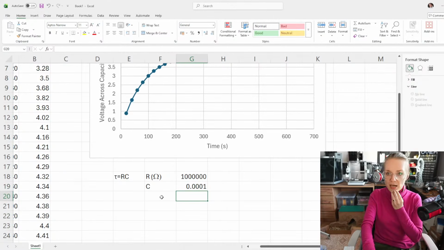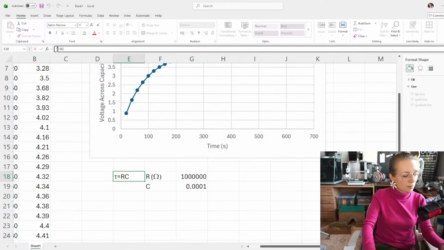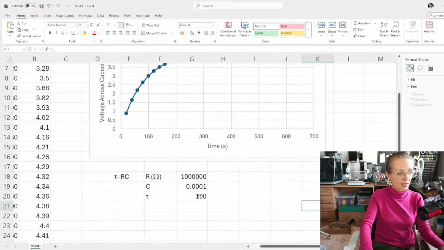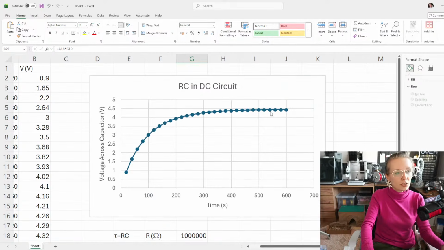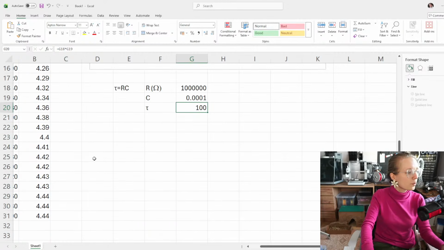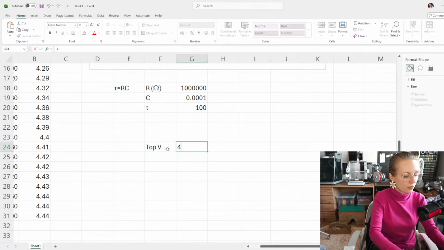So to charge this guy to 63%, theoretically speaking, the time it takes should equal the multiplication of these numbers. It's this guy multiplied by this guy, and that's how many seconds, about 100 seconds it should take to get to about 63%. Now, what we could do is get the top value here. We'll say that the cap was 4.5 volts, 4.44. So top voltage was 4.4.